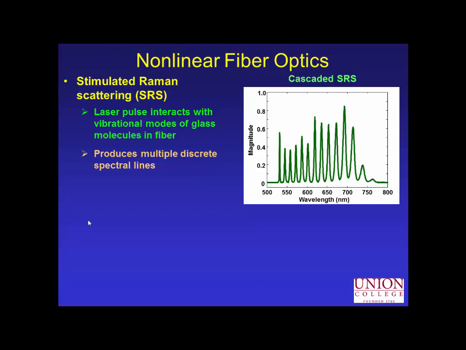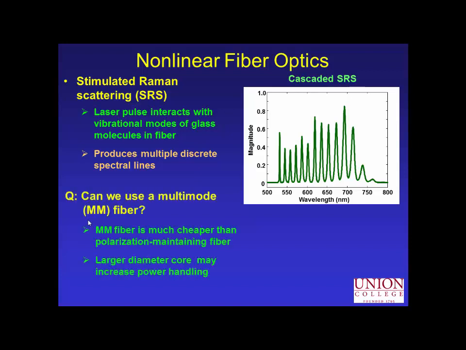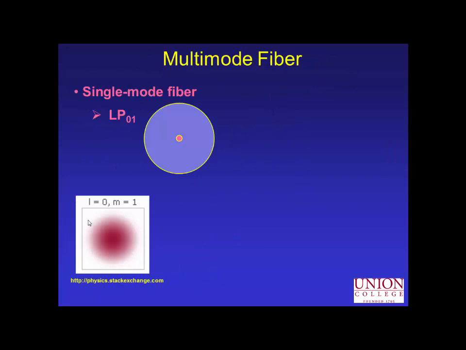That works well, but the question we were thinking of was, could you use, let's say, a multi-mode fiber to produce new colors for photoacoustic microscopy? One advantage is that they tend to be cheaper than, let's say, the polarization maintaining fiber used for this example. But perhaps more important is that the larger cores may lead to higher power handling, so you can potentially scale to higher energies. So just a quick review of fiber modes.